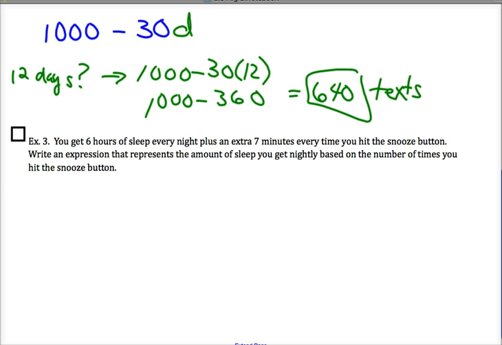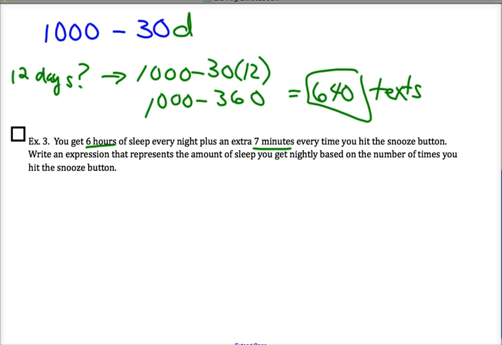You get 6 hours of sleep every night, plus an extra 7 minutes every time you hit the snooze button. Write an expression that represents the amount of sleep you get nightly based on the number of times you hit the snooze button. Well, here you got to be careful, because your 6 is in hours and your 7 is in minutes. Those are different, so I need to make them so they're alike.